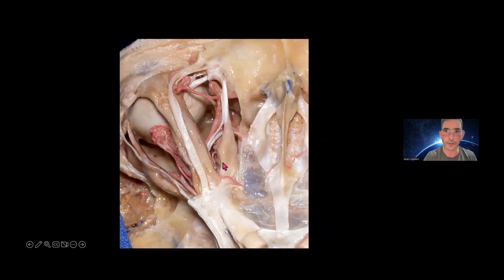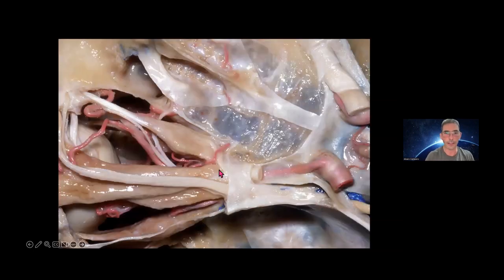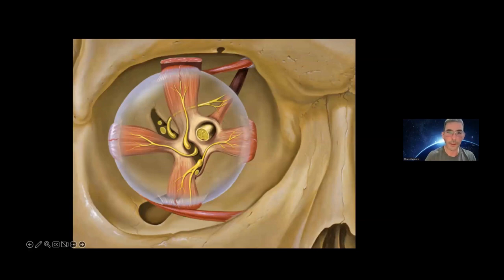So we can see in this dissection, this is the superior oblique muscle with the trochlea here. With the superior rectus muscle, lateral rectus muscle, here the medial rectus muscle, and in this dissection we can see also the superior oblique muscle with the trochlea, the levator, and then the superior rectus muscle, lateral, medial, and so the optic nerve, one.